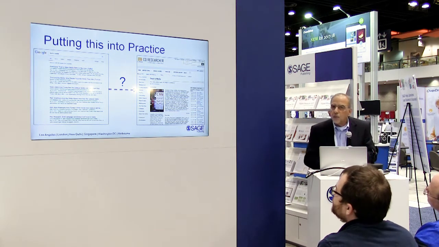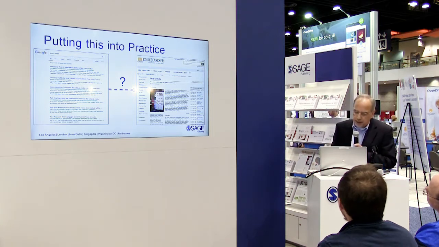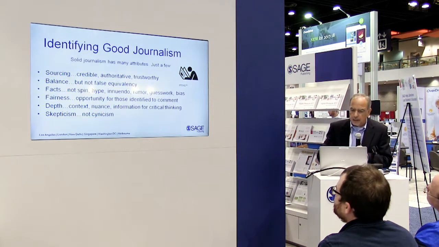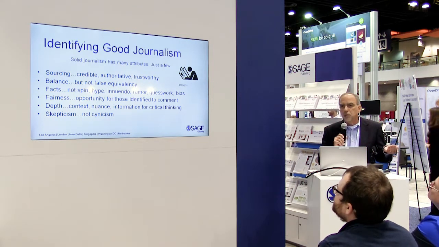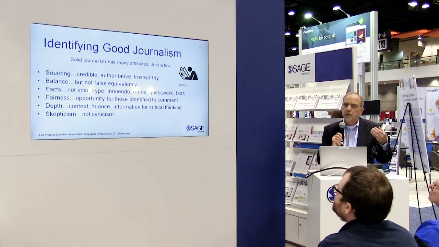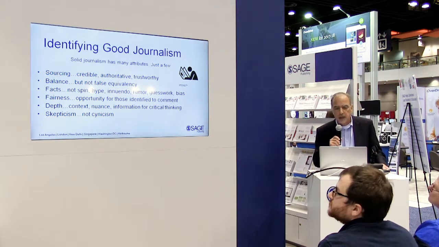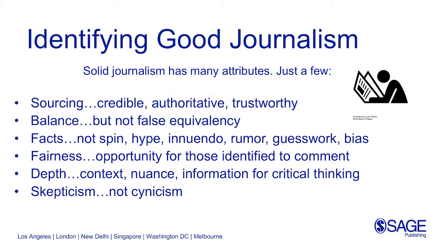So with that as the backdrop, I wanted to talk a little bit about how we at CQ Researcher approach information, what some of the questions we ask when we're evaluating that information as we put our own reports together. Solid journalism has many attributes to it. I wouldn't pretend to go through all of them, but I've picked out some of the main ones that we in our own minds use as somewhat of a checklist when we're evaluating information.